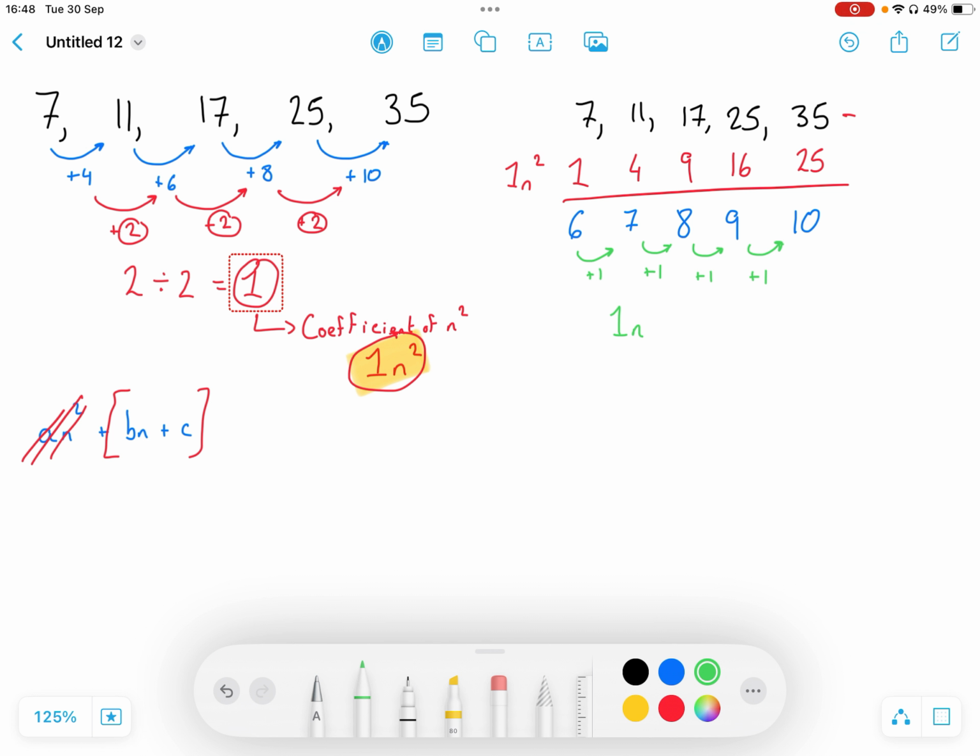But what am I shifting up by? Well, the 1 times table starts on 1. My sequence starts on 6. So it's going to be 1n plus 5.